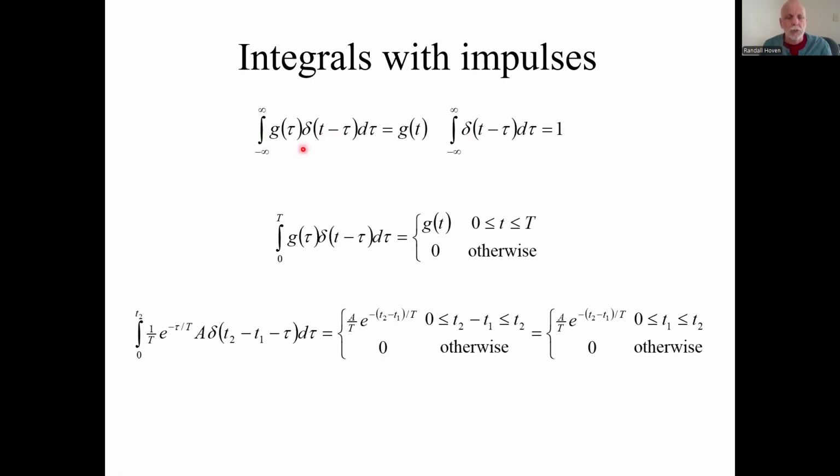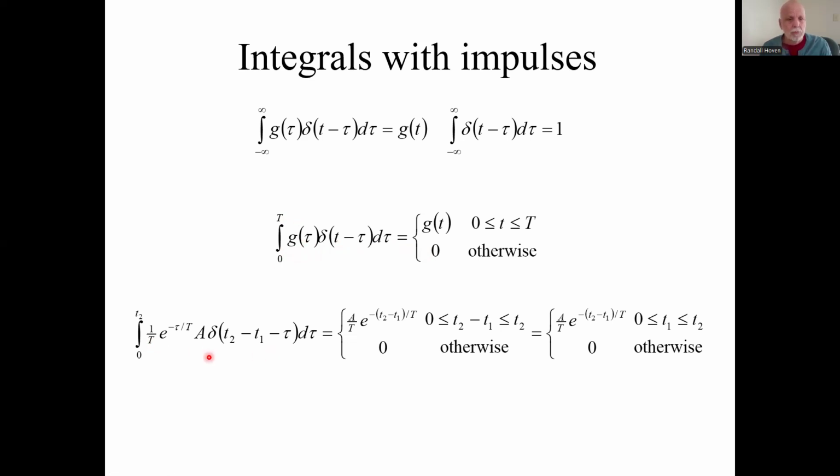If this function is just 1, then the integral of the Dirac delta function itself is just 1. These limits have to be enough, though. What if I had this? Now I've got limits on the integral, 0 to t. This is only going to be nonzero when tau is between 0 and t. Otherwise, I'm going to get 0. So that sifting property is kind of tricky in this case. It depends on the limits of your integral.